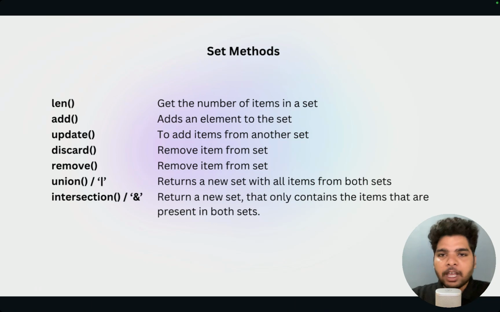Now let's talk about some set methods. The first method is the len method. Len is not a set method. It is an inbuilt method in Python. It is used to calculate the number of items present in any iterable. It could be an array, it could be a string, right? So for a set, to measure how many items are there, we have to use this length, right?